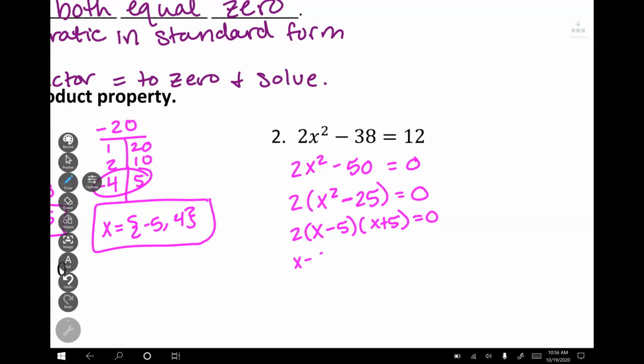Okay, so we've got x minus 5 equals 0. That gives us x equals 5. And I've got x plus 5 equals 0, which gives me x equals negative 5. So x equals, you could actually just say plus or minus 5.